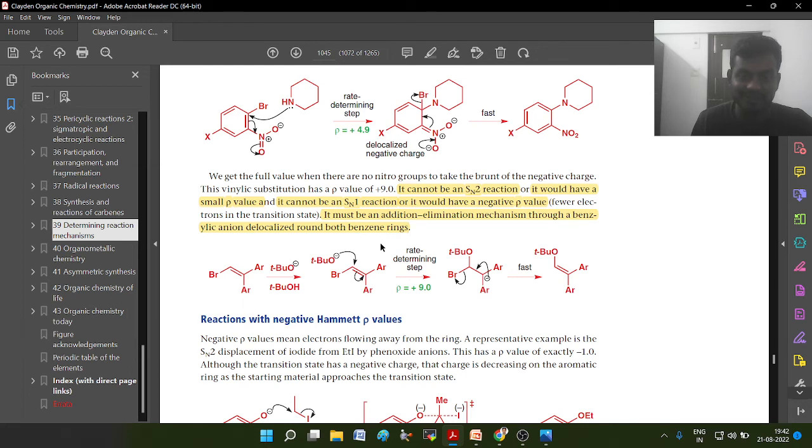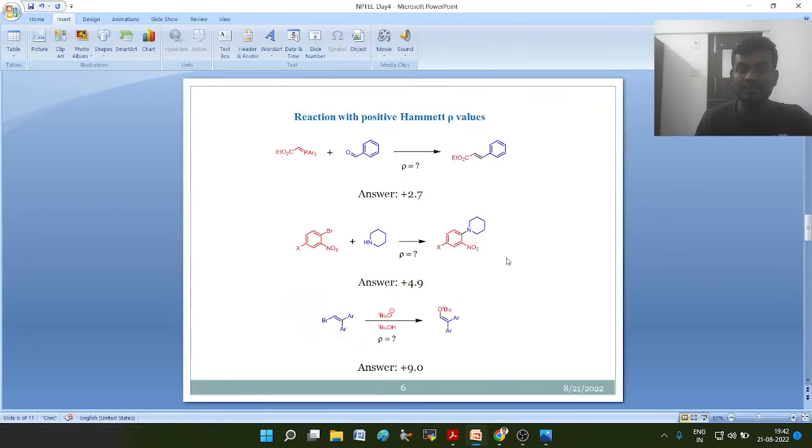Okay, the option C1 cannot be there. And it must be an addition elimination mechanism through a benzylic anion delocalized around both the benzene rings. You see the mechanism here, and it goes here. The negative charge is delocalized through both of the aryl rings, and that's why it forms. So option E1 will automatically be the wrong choice. Then SN2 or SN1 or this addition elimination. Okay. So this was the situation for positive rho values.